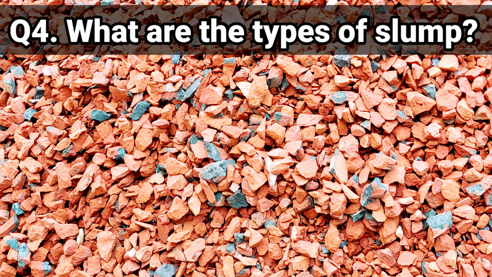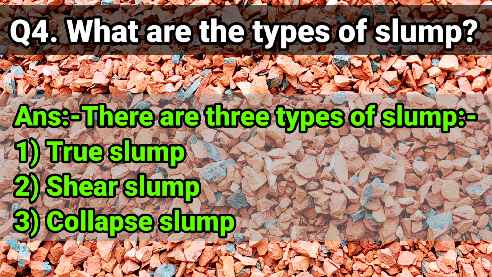What are the types of slump? There are three types of slump. Number 1, true slump. Number 2, shear slump. And number 3, collapse slump.